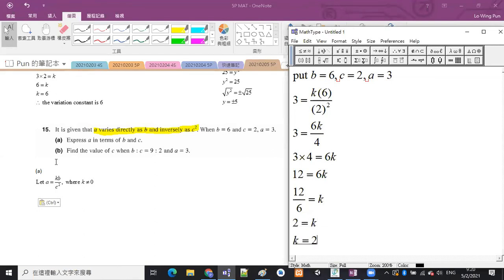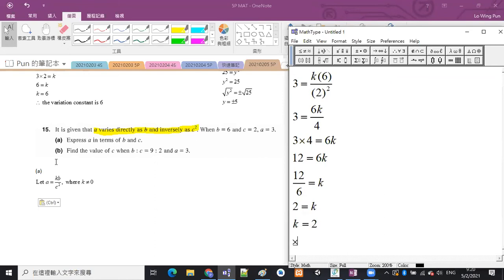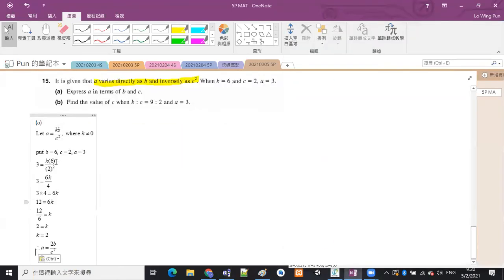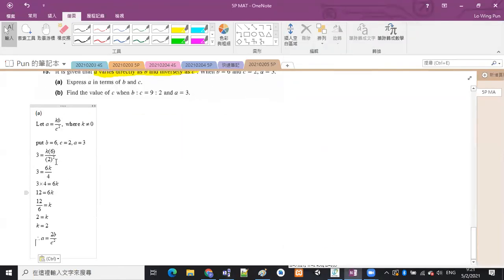Okay, and in part A, the question asks you to express A in terms of B and C. So you need to write down the complete information of the equation. Okay, therefore, A is equal to KB over C squared becomes 2B over C squared. Okay, that is the answer of part A. Can you get this?